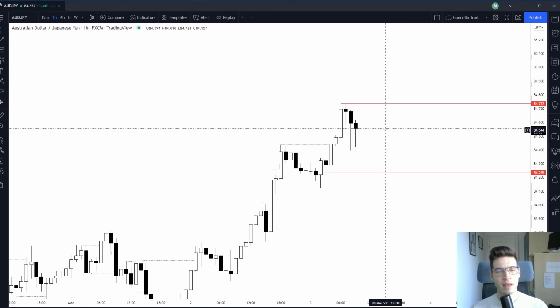So yeah, that is it. Aussie and the Japanese yen is looking the best, trending to the upside. I really like it, and I'm definitely looking for trades. Let's see what happens next, and let's see if we can get in on this trend, and if the other pairs maybe start to show us some nice momentum.